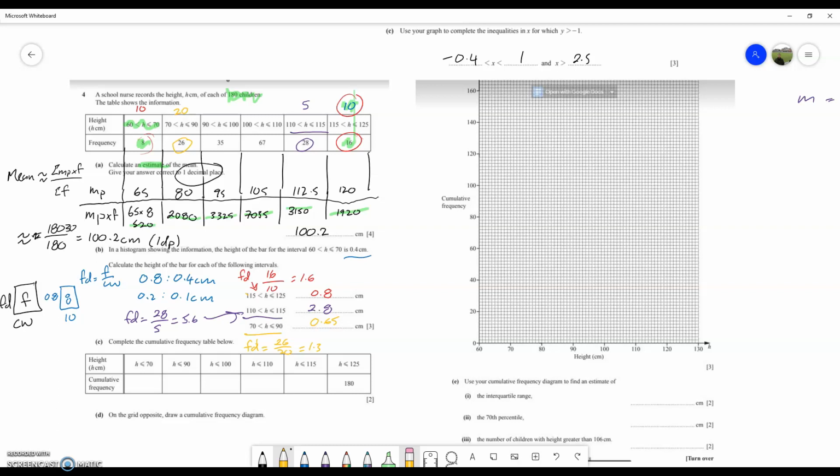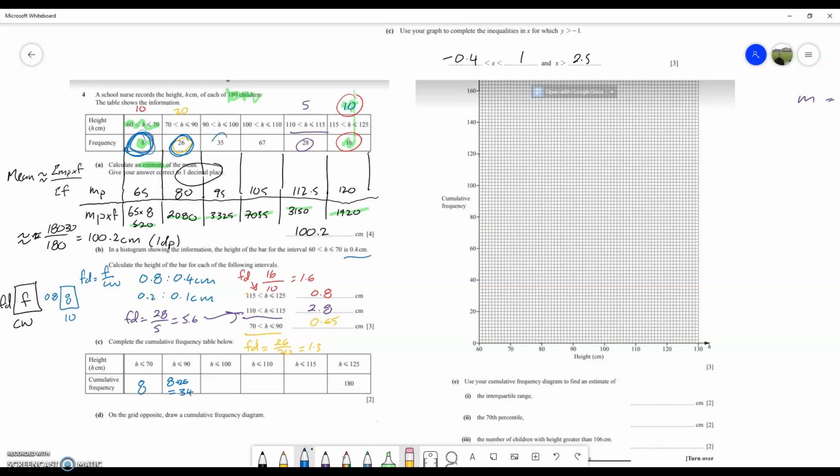This is a question about cumulative frequency. What we have to remember about cumulative frequency is that it's like a running total of frequency. To start off with, everything that's less than 70 would just be 8. So we can write 8 in there. Now, for less than 90, it would be 8 plus 26, which in this case would be 34.